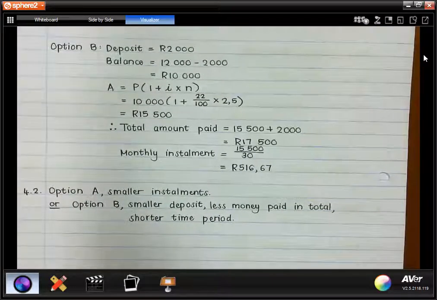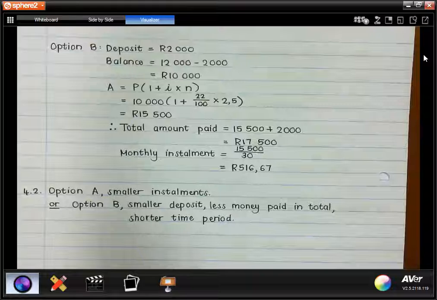Right, option B. On option B, they told us that the deposit is 2,000 Rand. Okay, we didn't have to calculate the deposit for that one. They told us straight, deposit is 2,000. So then your balance, remember it's always your cash price minus your deposit. So it's 12,000 minus 2,000, so it's 10,000 in this case.